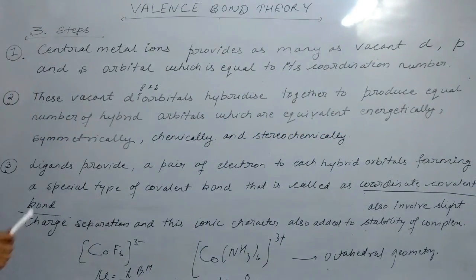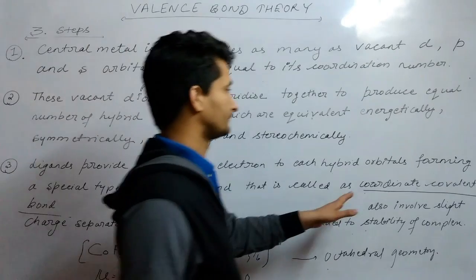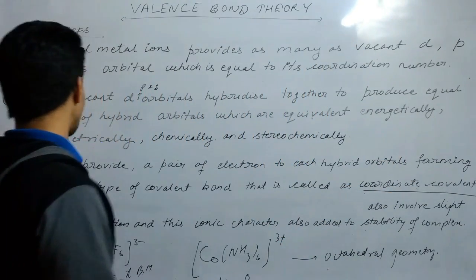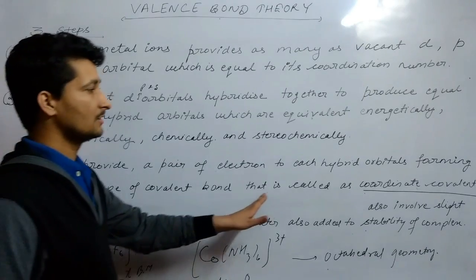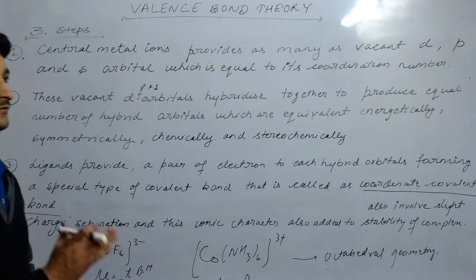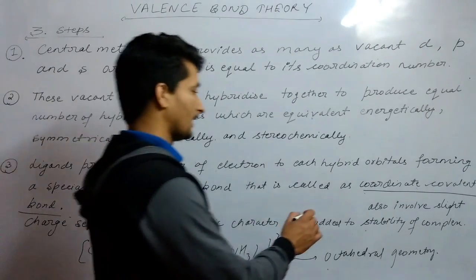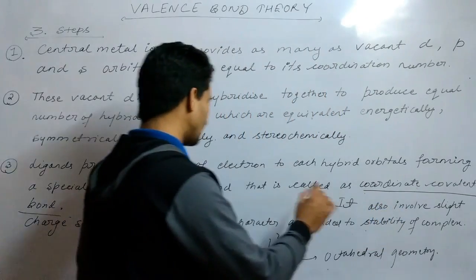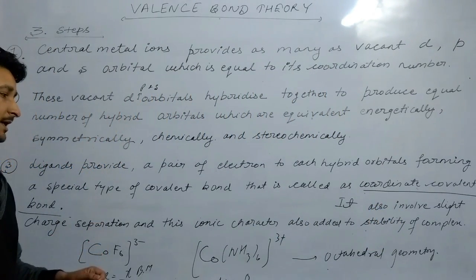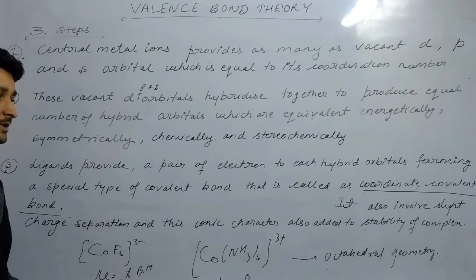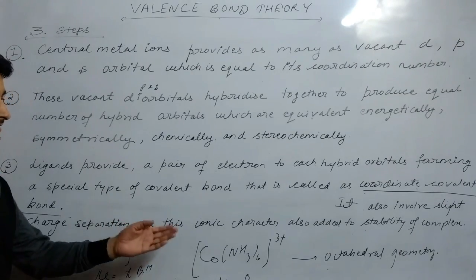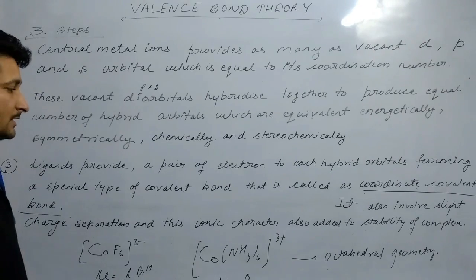Third, ligands provide a pair of electrons to each hybrid orbital, forming a special type of covalent bond called a coordinate covalent bond. Note it down that the bond formed here is a coordinate covalent bond. It also involves slight charge separation, and this ionic character also adds to the stability of the complex. We will discuss how there is certain charge separation and what its role is.